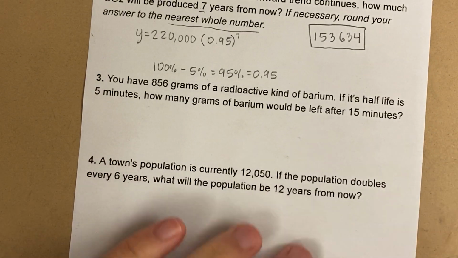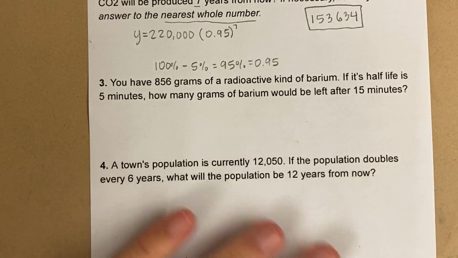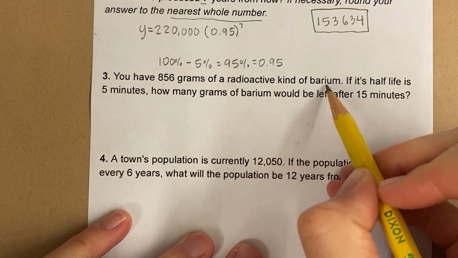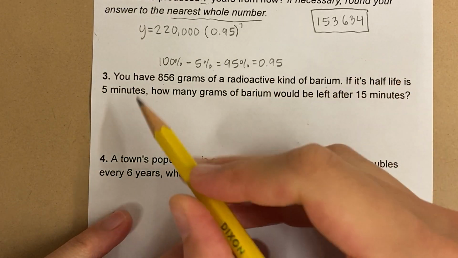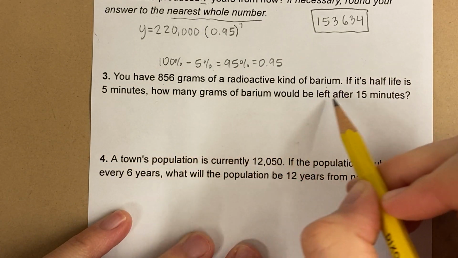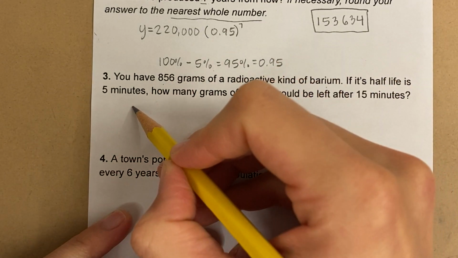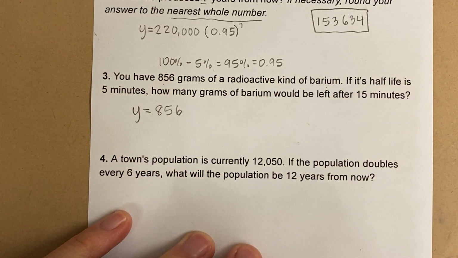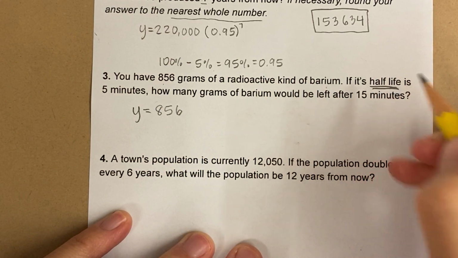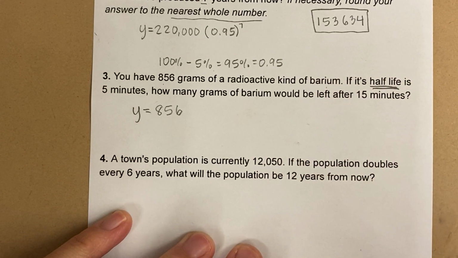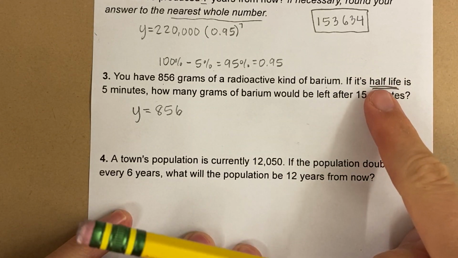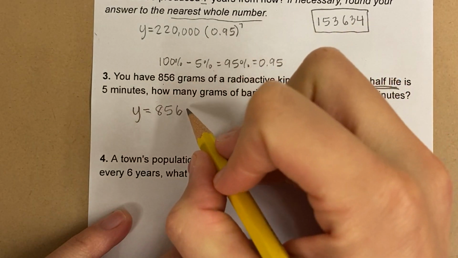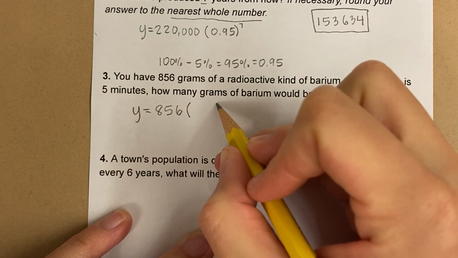All right. These last two, there's some a little different, a little new in there. You have 856 grams of radioactive barium. If its half-life is 5 minutes, how many grams of barium will be left after 15 minutes? Okay, so first thing, I can see that I'm starting with 856 grams. Now, a half-life. Certain materials decay, and half of it dies off in a certain amount of time. So when we're talking about taking half of this, we're talking about a growth factor.